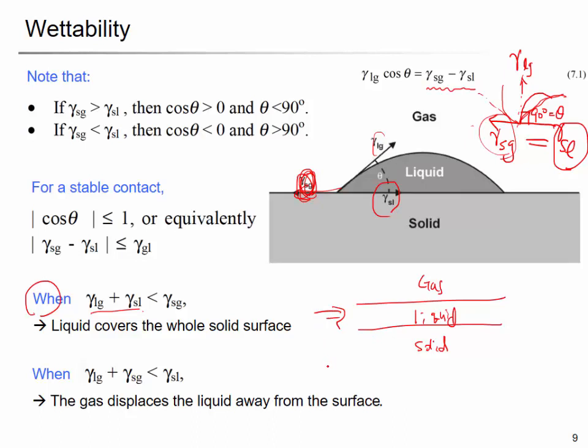And the other case is that when the liquid gas interfacial tension and the solid gas interfacial tension is less than the liquid solid interfacial tension. So that means that this one is much larger than the summation of this one and this one. Right? And then the gas displaces the liquid away from the surface. So then you have a solid, liquid, gas.